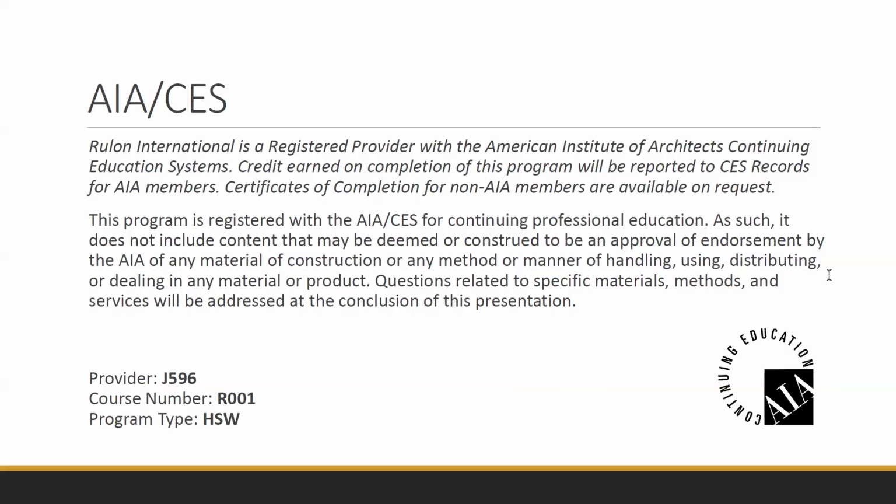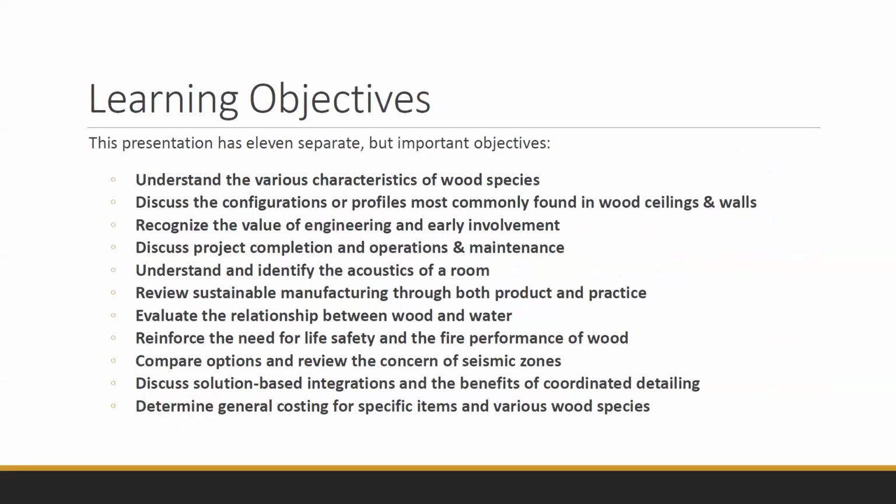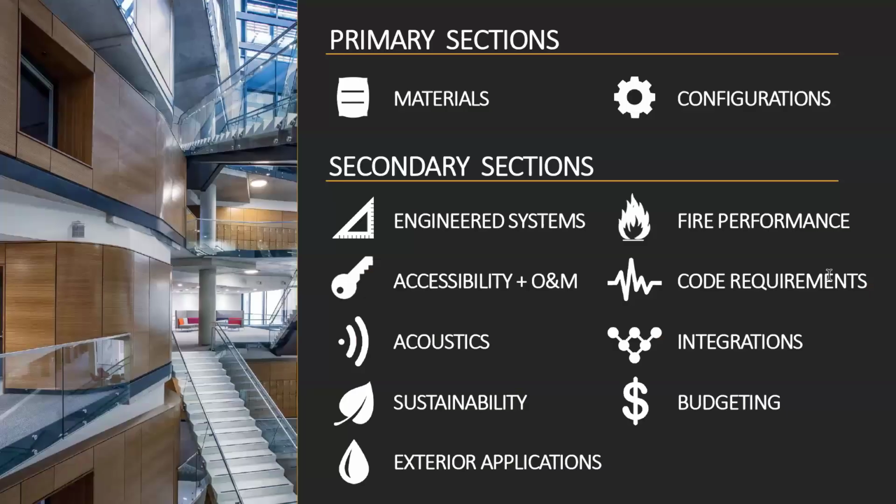As far as the program today, as mentioned, it is AIA and IDCEC accredited, so you will get credit for participating. And what we're going to cover today, we're going to focus on the top two bullets here, which are understanding the various characteristics of wood. And then we're going to go through the most common or the most popular systems within wood walls and ceilings. So those two bullets are going to be covered by the primary sections that you're going to see here on the slide.